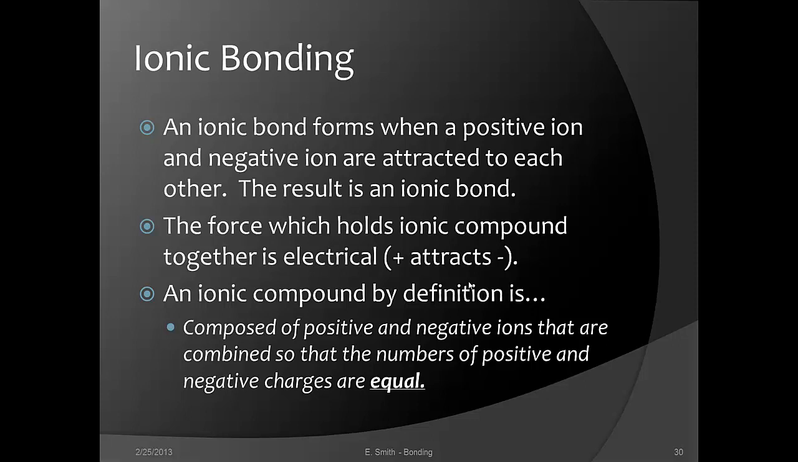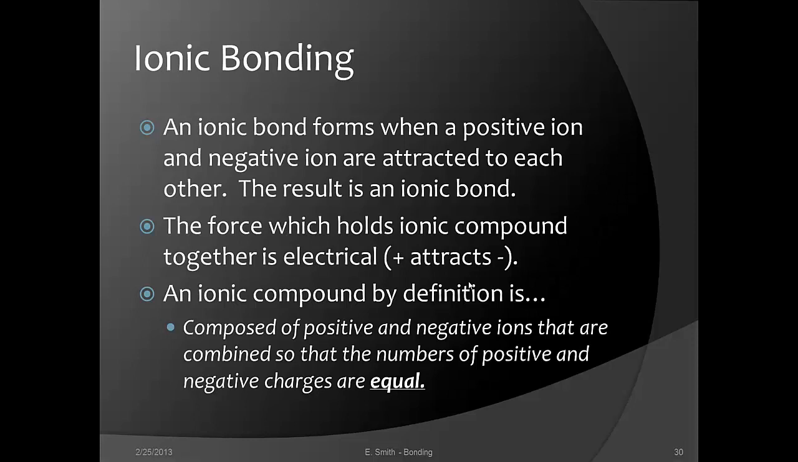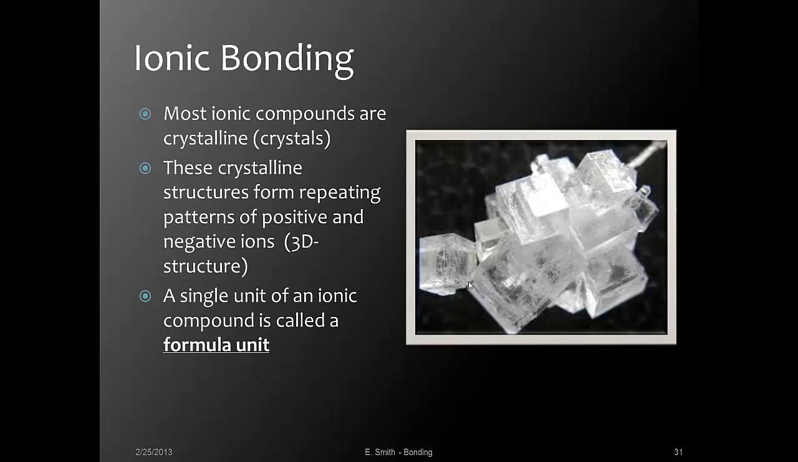That actually makes it much stronger than a molecular compound in most circumstances. There are, of course, exceptions to the rule. So an ionic compound by definition is composed of positive and negative ions that are combined so that the number of positive and negative charges are equal. And notice, equal is underlined. That's very important, that they are equal to each other. Without them being equal, there would not be any stability at all.